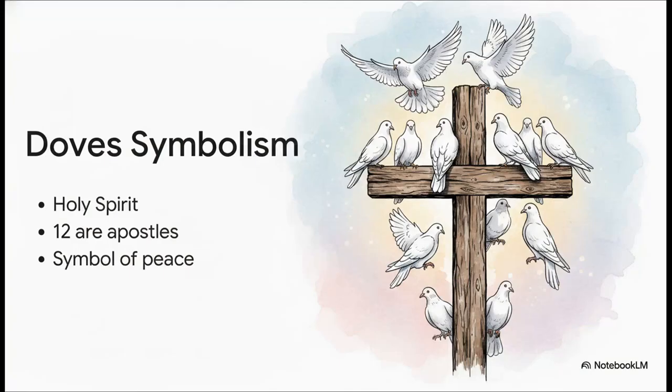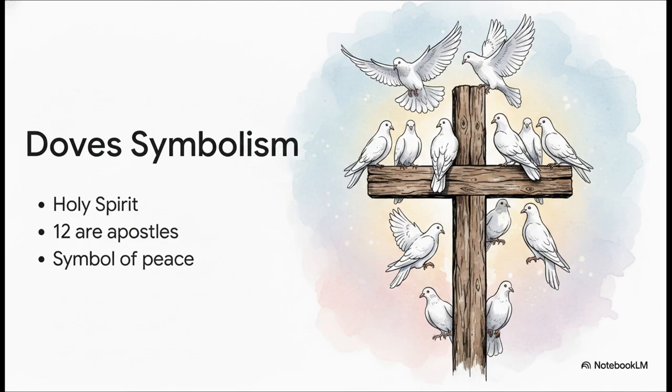Let's zoom back into the very center for a second. Nestled right on the cross itself are 12 birds. These are doves, a classic Christian symbol for the Holy Spirit. Because there are 12 of them, they specifically represent the 12 apostles. They're shown resting on the cross to signify that they are totally filled with the Holy Spirit, completely equipped to take the Christian message out to the world.